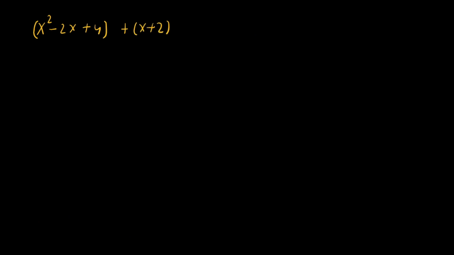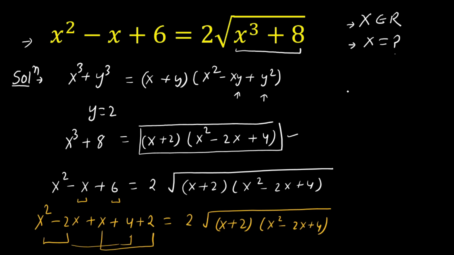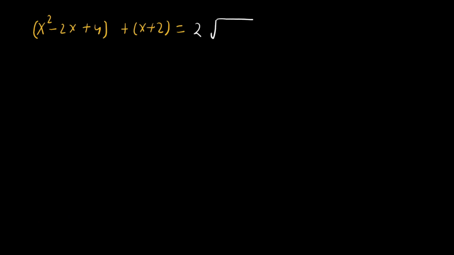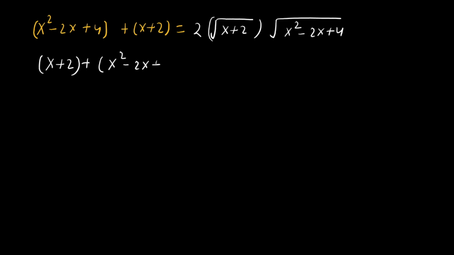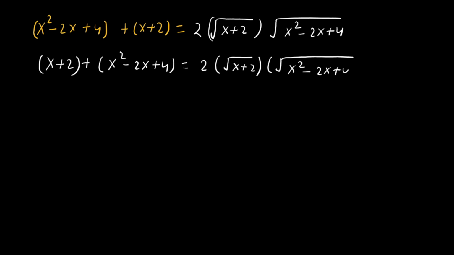We know that √(ab) = √a × √b. Applying this rule here, the right-hand side is 2 × √(x + 2) × √(x² − 2x + 4). So we write x + 2 plus x² − 2x + 4, which equals 2 times √(x + 2) times √(x² − 2x + 4).